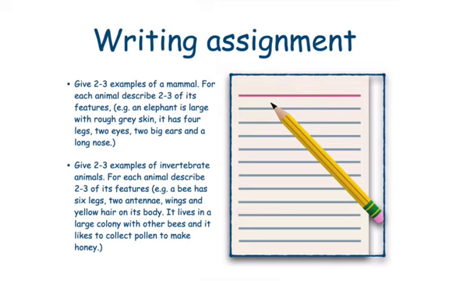Writing assignment. Give 2-3 examples of a mammal. For each animal, describe 2-3 of its features. For example, an elephant is large with rough grey skin. It has 4 legs, 2 eyes, 2 big ears and a long nose.